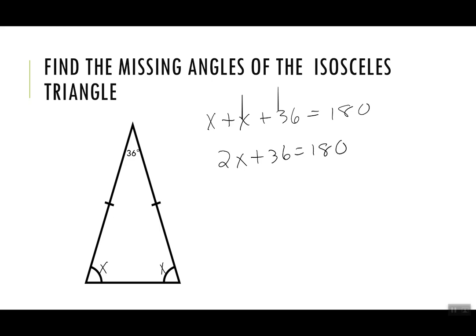Let's go ahead and subtract. I have 180 minus 36. So that says 2x is 144. Now we want to divide by 2, and that says x is 72. So both of these are 72 degrees. So 72 on the bottom left, 72 on the bottom right.